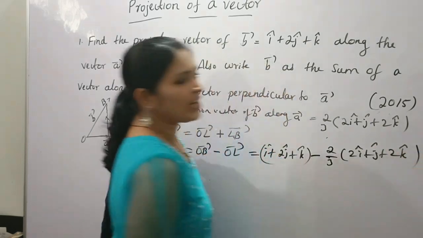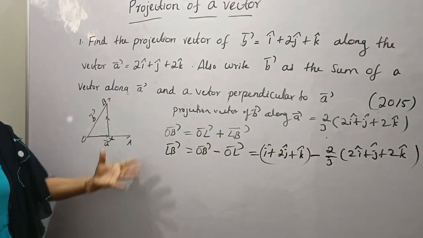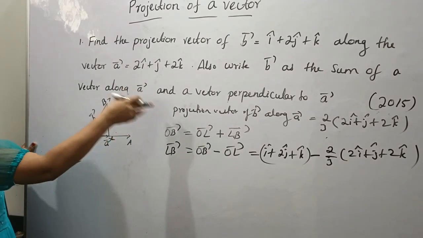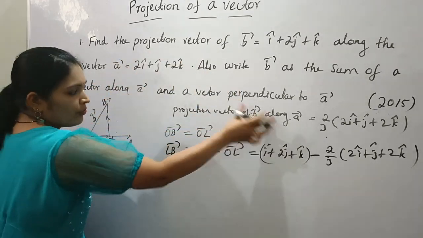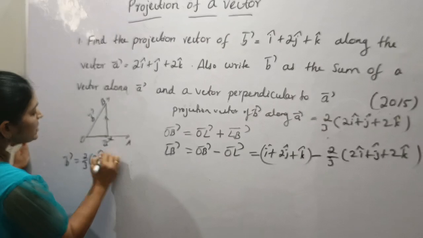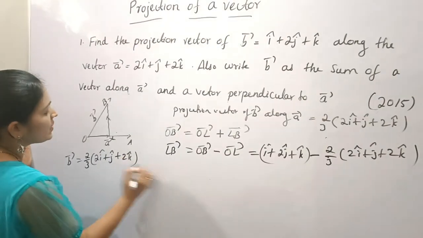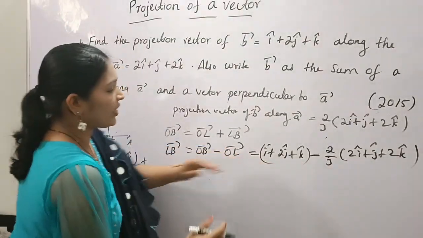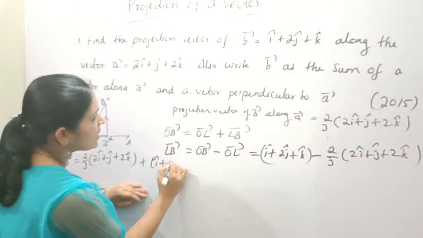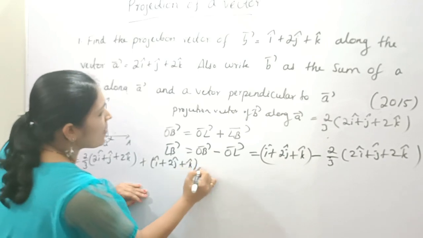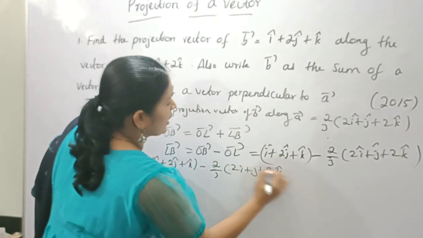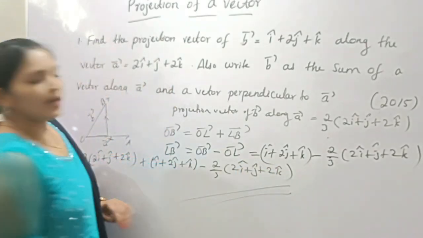Here we have got two vectors. So now we can directly write vector B as the sum of these two vectors. One vector is the projection vector, that is 2 by 3 into 2i plus j plus 2k, plus one more vector, that is the vector perpendicular to vector A: i plus 2j plus k minus 2 by 3 into 2i plus j plus 2k. Okay, so it is the answer.